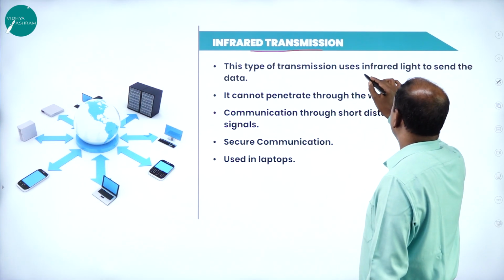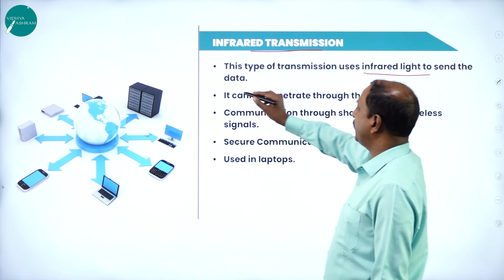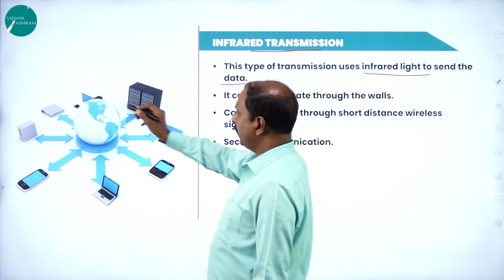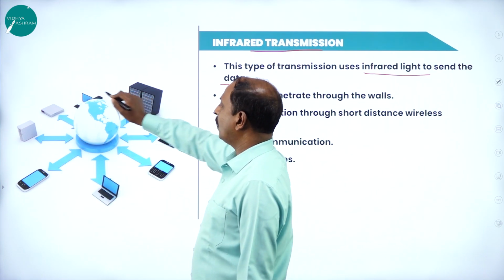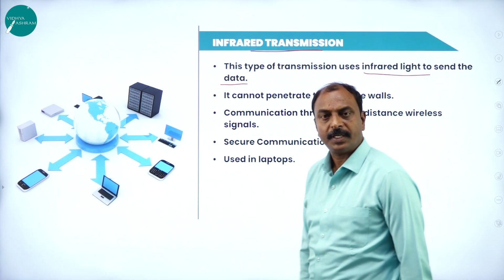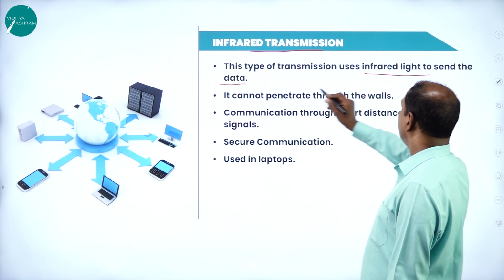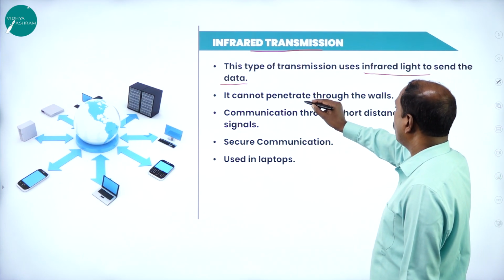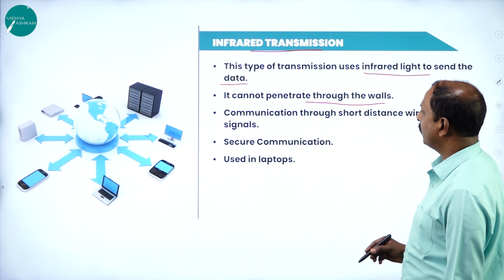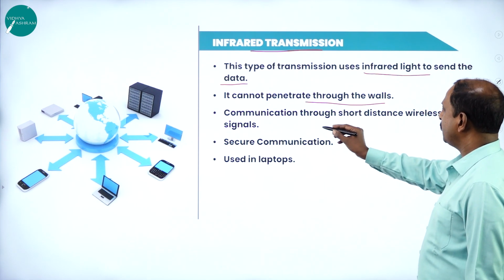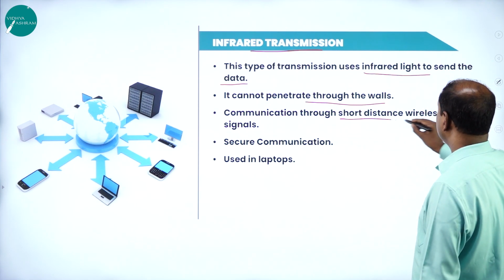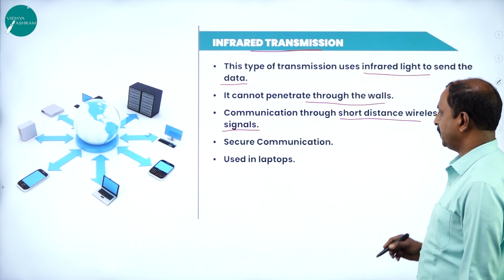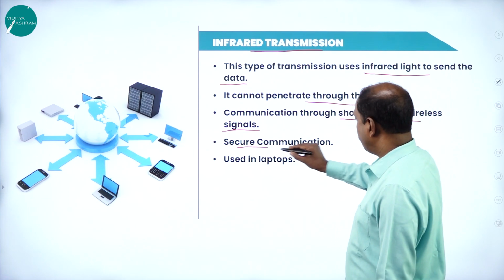So it uses infrared light to send the data. Here infrared light is used among different networking devices or all the peripherals which are on the network. It sends the data with the help of infrared light and it cannot penetrate through walls. This is one of the properties. Communication is through short distance wireless signal, so this is suitable for short distance communication and secure communication.